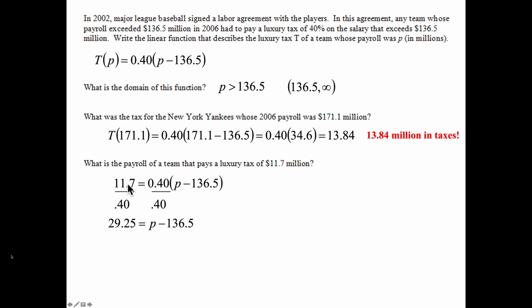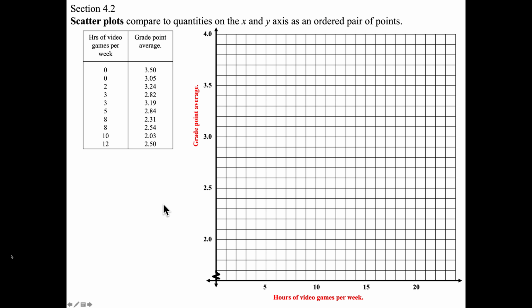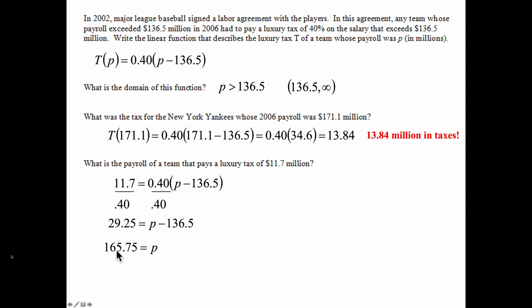So my calculator told me 11.7 divided by 0.4 is 29.25. Parentheses are gone. Add over the 136.5. This payroll was 165.75 million. And that's 4.1 with its linear functions.